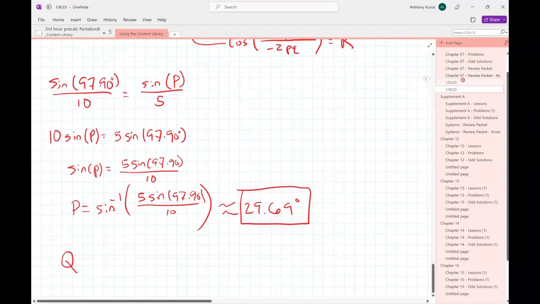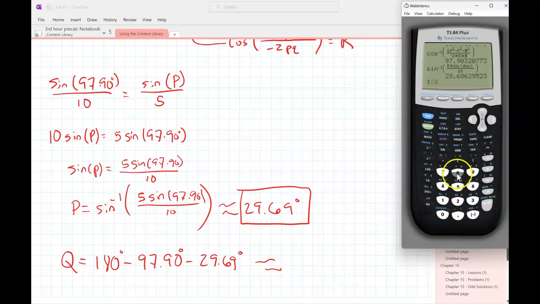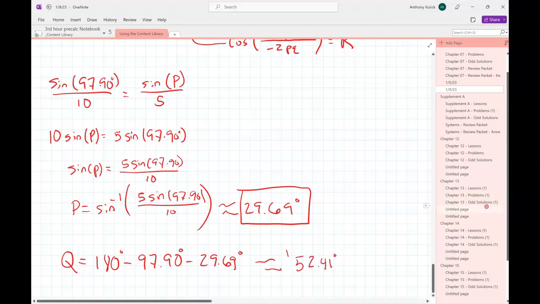And then lastly, I'm going to get my angle Q. And that's easy because it's just going to be the triangle sum theorem. So 52.41. So far, so good?